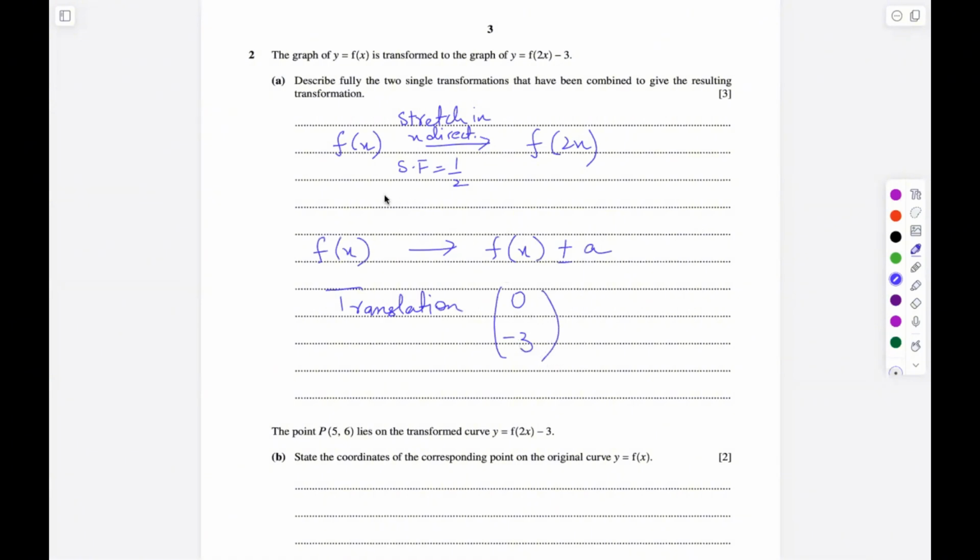So the two transformations: the first one is a stretch in the x direction, and the scale factor will be 1 upon 2. And the second transformation will be a translation with the translation vector (0, minus 3), as there has been a movement of minus 3 units of the function in the y direction.